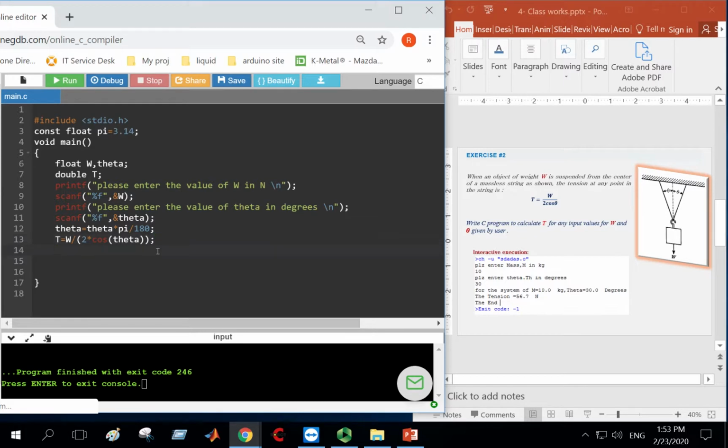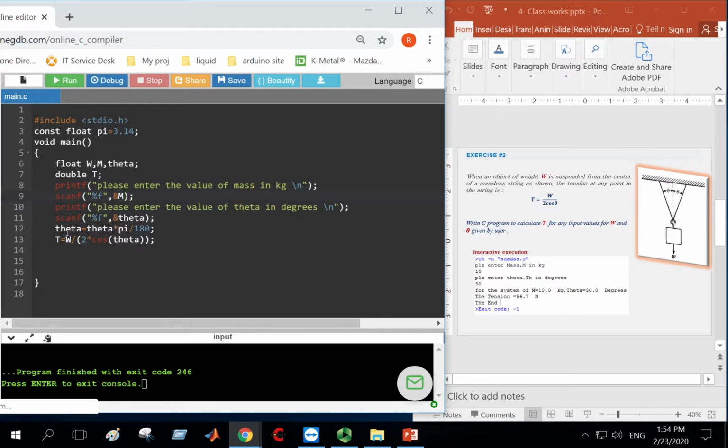Now we have the value of t, we want to print the message. So we can write for the system of mass, kilogram, theta. According to our message here, for the system of mass equal 10 kilogram, theta equal 30, that means we have to ask the user to enter the mass, not the weight, because we know that the weight equals the mass multiplied by g, which is gravity acceleration. So let me do it, no problem. So we can declare W and G and say mass M, and instead of asking the user to enter the value of W, the value of mass in kilogram, and scan it and give it to the mass.